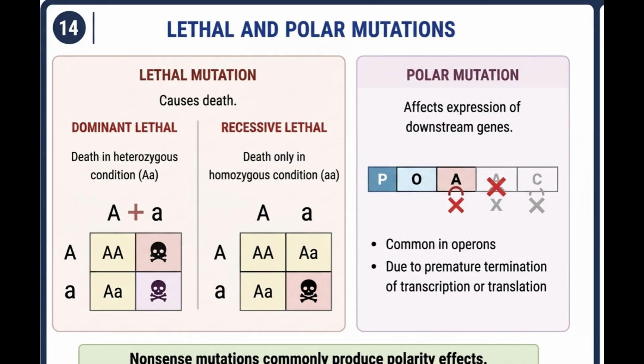Recessive lethal mutations become lethal only in homozygous condition. Polar mutations mainly occur in prokaryotic operons. In operons, multiple genes are transcribed together as polycistronic mRNA. Mutation in one upstream gene may affect expression of downstream genes. Nonsense mutations commonly produce polarity effects because premature stop codons terminate translation early.